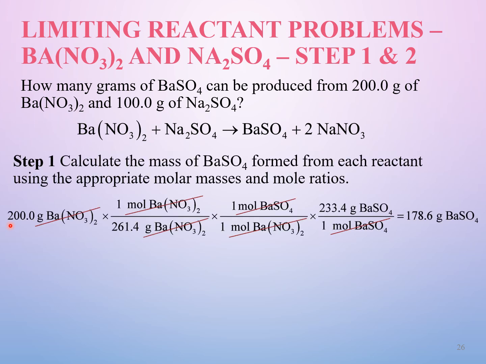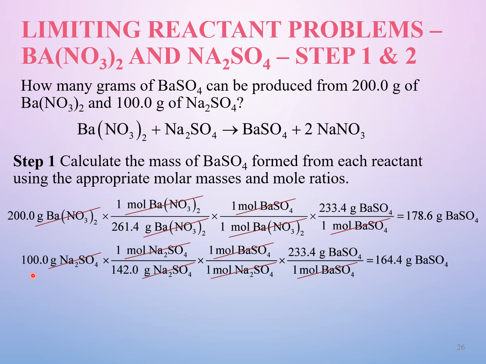So the first one with 200 grams of barium nitrate, if you follow through the steps that we just described, first convert it to moles, then use the mole-to-mole ratio of 1 to 1, and then convert it to grams of barium sulfate, you get potentially 178.6 grams of barium sulfate being made.